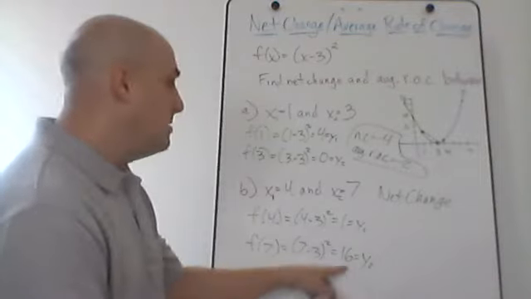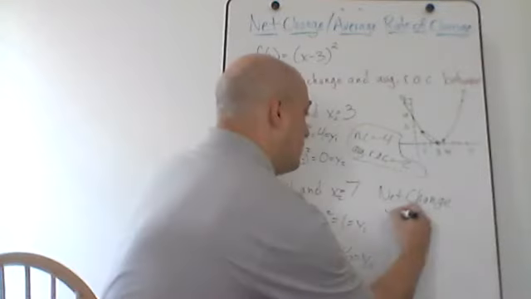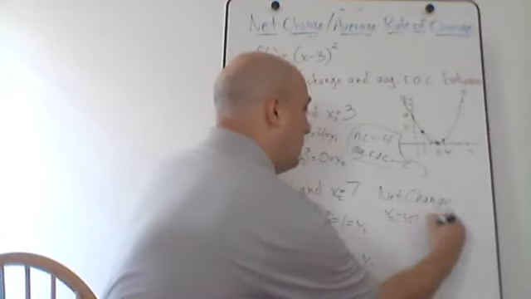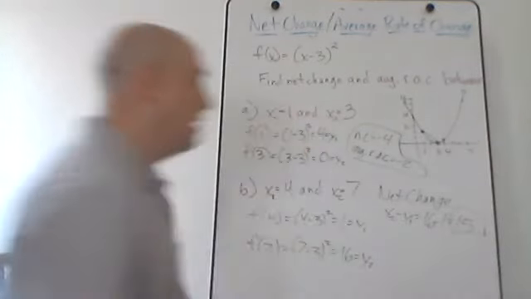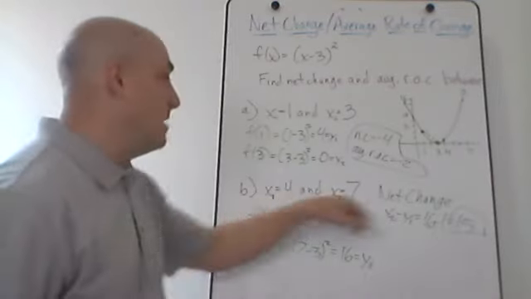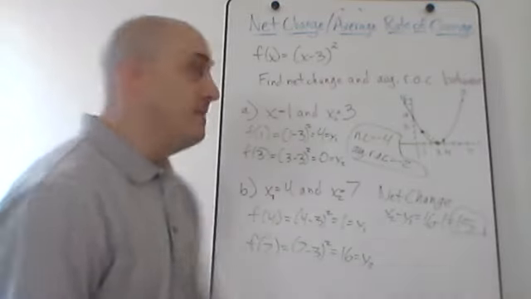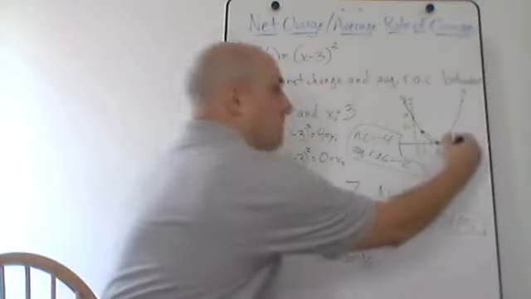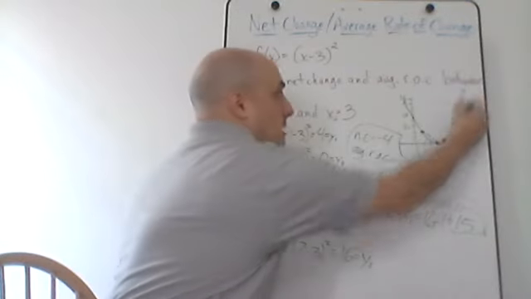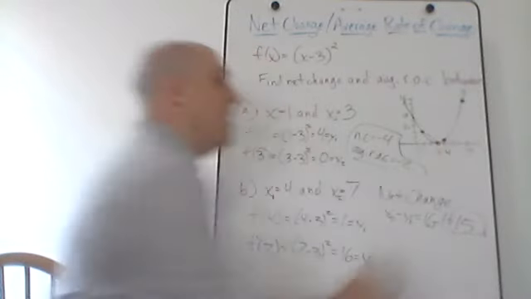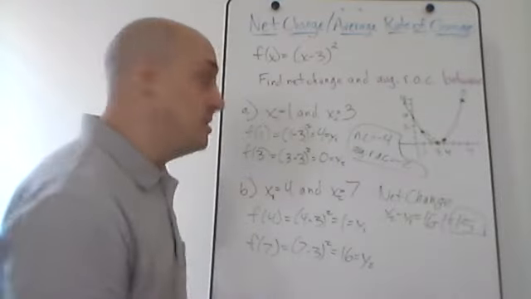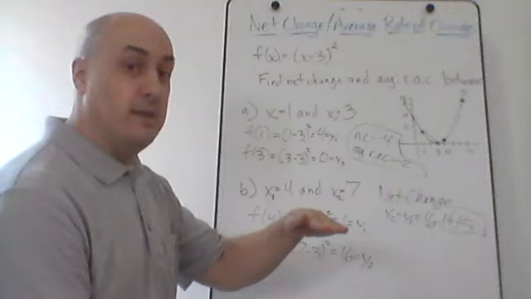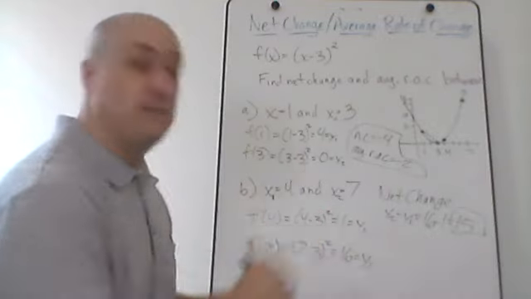Well, my y2 is 16, my y1 is 1, so it's y2 minus y1, which is 16 minus 1, which equals 15. Right, so the net change of this function between x equals 4 and x equals 7 is 15. Meaning from this point where x equals 4 to this point where x equals 7, the graph increases 15 units. That's what net change is telling us, just what's the level at x equals 4, what's the level at x equals 7, what's the difference?